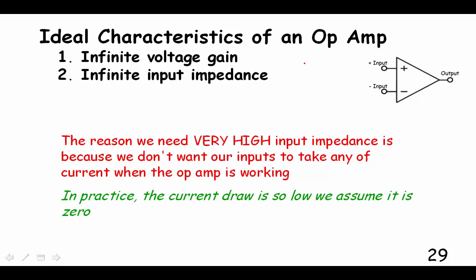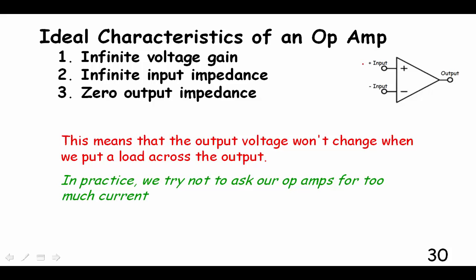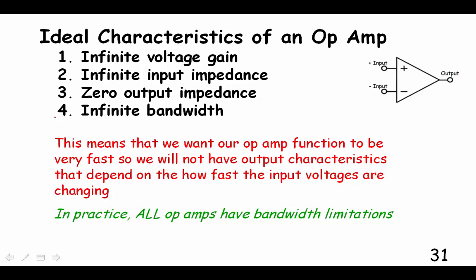We have infinite input impedance. That means that there's no current that leaks into the op-amp from our inputs. We always do get a little bit of current, but we essentially say that it's 0 and it's okay. 0 output impedance. That's not really the case in op-amps, but in practice, as long as we're not asking the op-amp to deliver too much current over our load, we can assume that it has infinite or 0 output impedance.